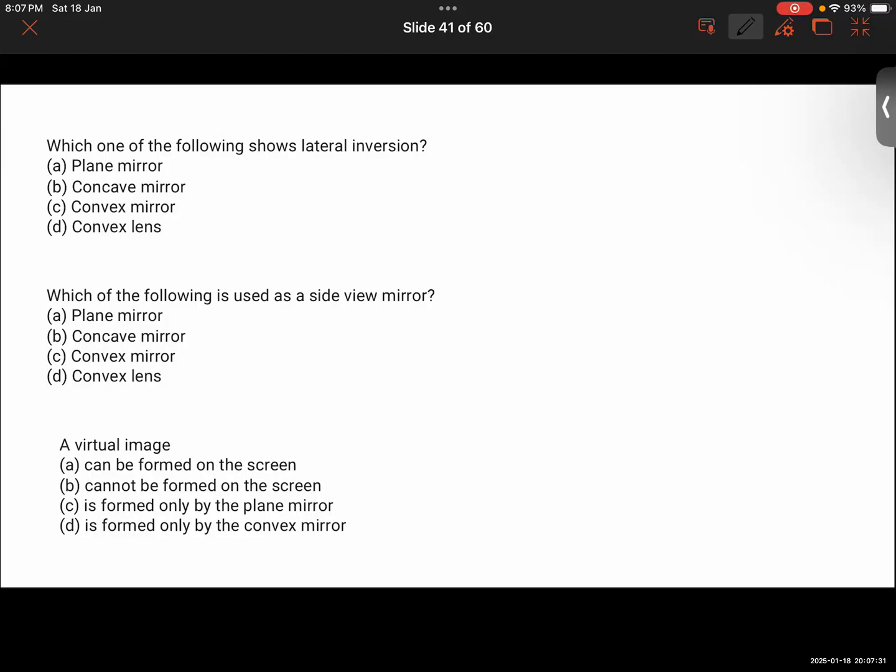Which one of the following shows lateral inversion? A plane mirror, concave mirror, or convex mirror? What about you, Razan? Plane mirror. The appropriate answer is plane mirror here. Haven't we learned about the plane mirror in particular?